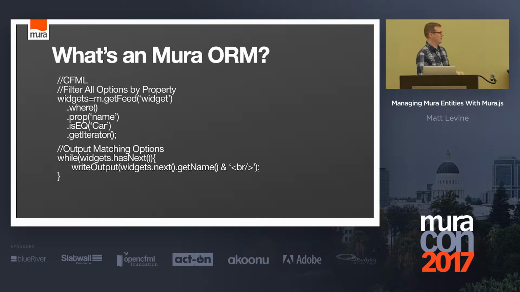And finally, we're just showing some syntax sugar: from server-side HTML, you're able to get a widget feed. With the widget feed, you can say where your prop name equals car and get the iterator, and then you can loop through and output your results of that query.